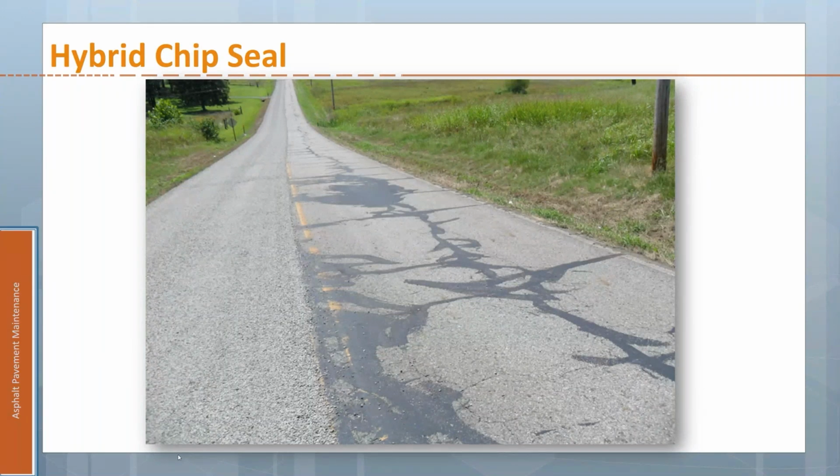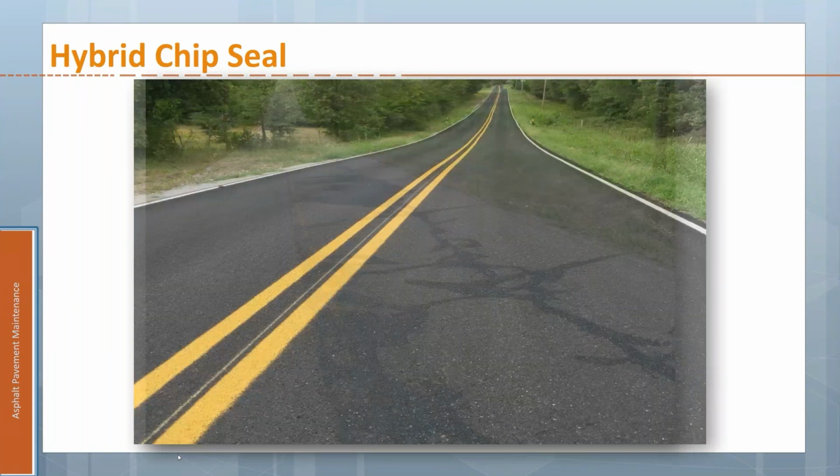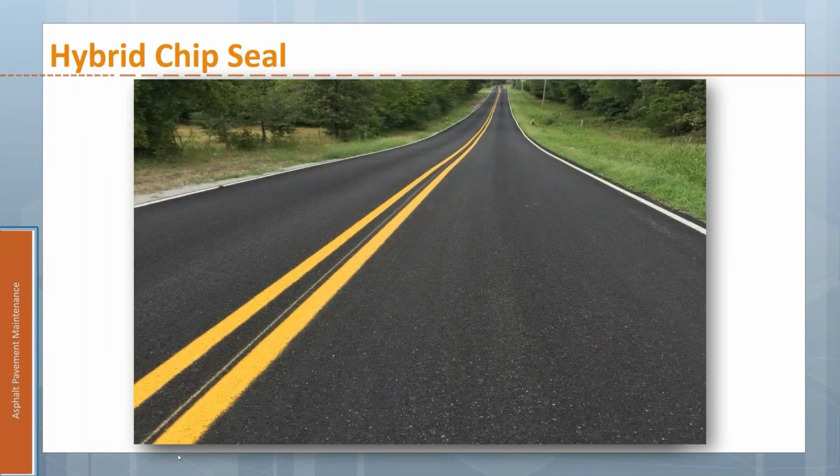Lots of cracking, but most of it was down the middle of the lane, so not so much in the wheel path type cracking. So again, this is more of a non-structural issue. And this is what it looked like after. So a 1/2 inch chip seal, 1/4 inch chip seal, fog seal, and then the nice striping on top.